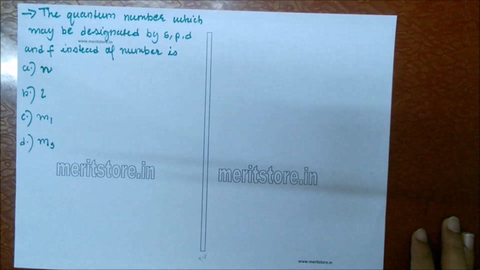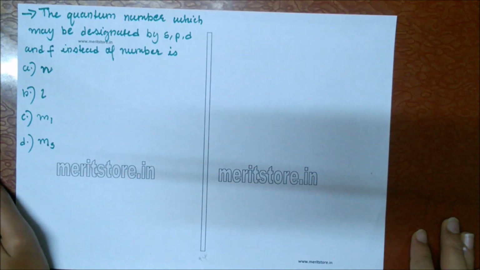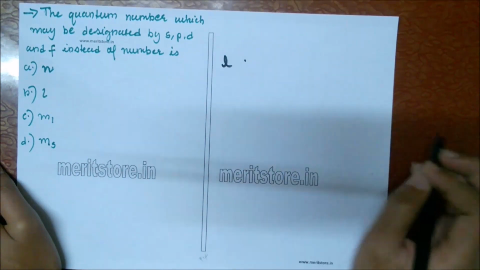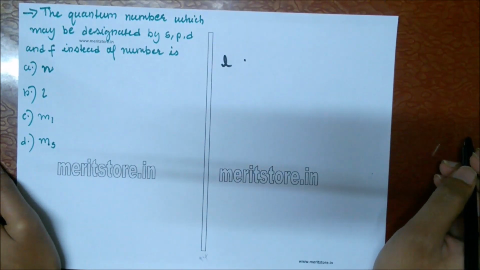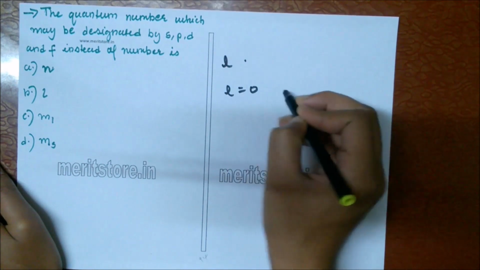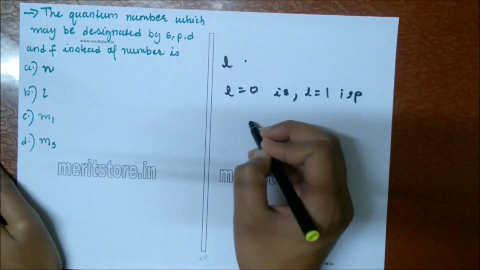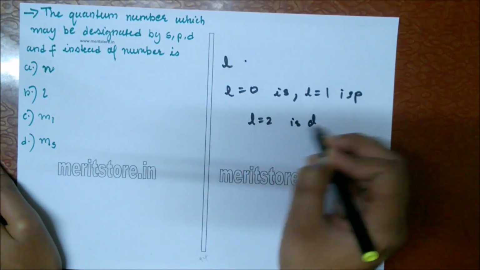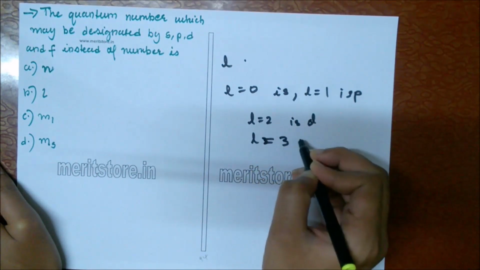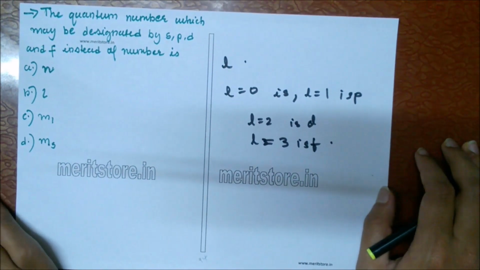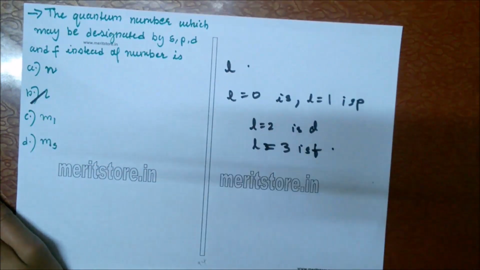The quantum number which may be designated by SPDF instead of number is: A, n; B, l; C, m_l; and D, m_s. So, azimuthal quantum number, that is l, can be denoted by SPDF. So, we can write this as l equal to 0 is s orbital, l equal to 1 is p, l equal to 2 is d, and l equal to 3 is f. Hence, SPDF may be used instead of number. So, option B is the correct answer.